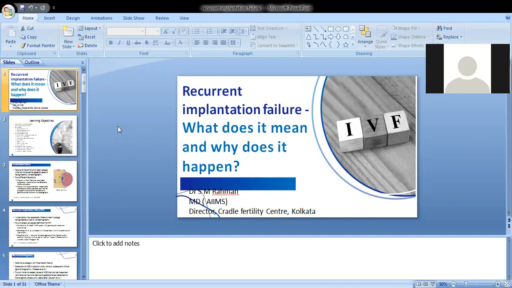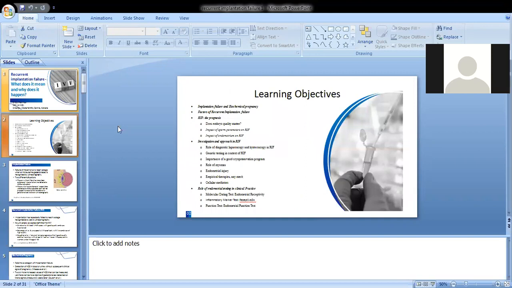Now it becomes a real troublesome situation for the patient and the clinician also, where we are really sometimes at a loss how to counsel our patient, what to tell them, and what can be the future direction in their management. So in the next 30 minutes or so, I'll try to throw light on what are the causes of recurrent implantation failure, how to investigate or have a workup after recurrent implantation failure, and what interventions can help to improve implantation rate.